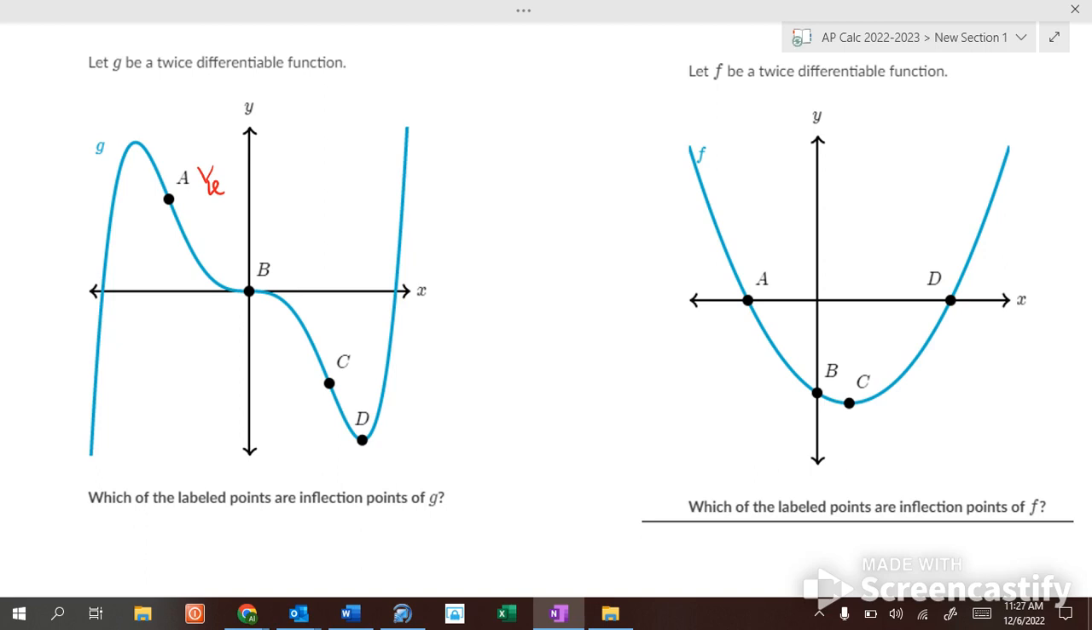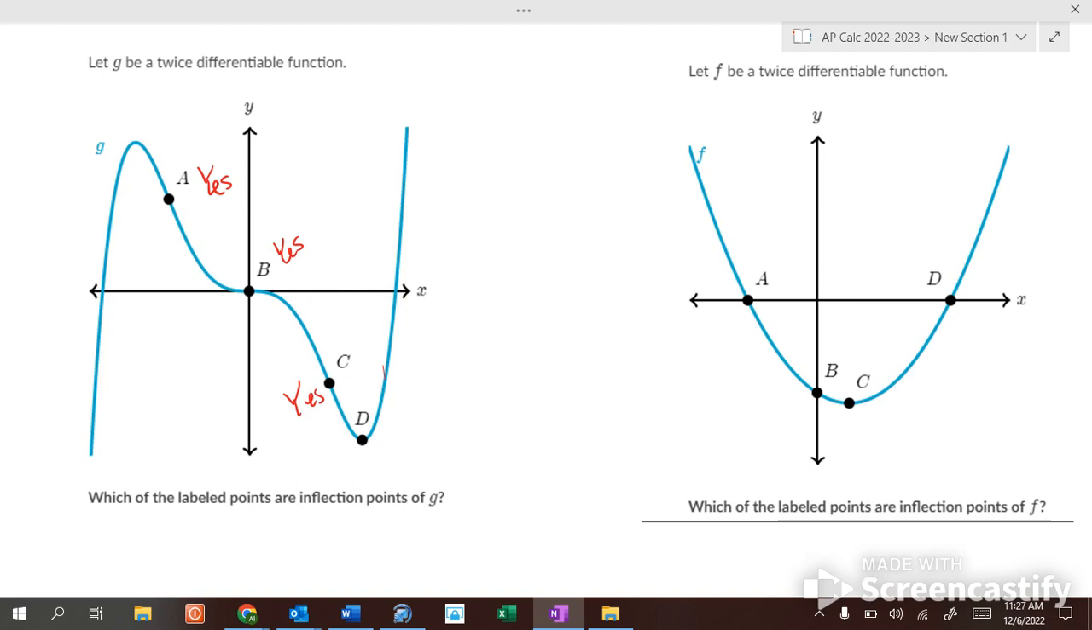Does it change concavity at B? It's concave up here. Isn't it concave down here? So, yes. What about C? Yes. What about D? No, it's concave up here and it's still concave up.